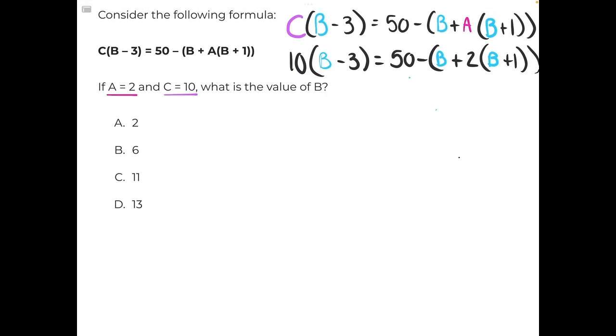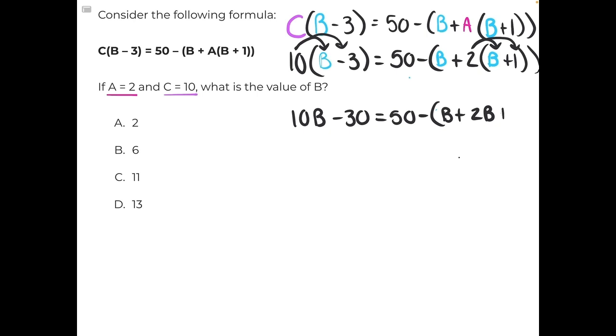The first thing we should do is distributive property. Here we've got a 10 outside of the parentheses, so we can distribute it, or multiply it, into both numbers inside the parentheses. 10 times B will give us 10B. Then 10 times negative 3 will give us negative 30. That will be equal to 50 minus B plus, here's another place that we can do distributive property. 2 times B will give us 2B, and then 2 times a positive 1 will give us a positive 2.